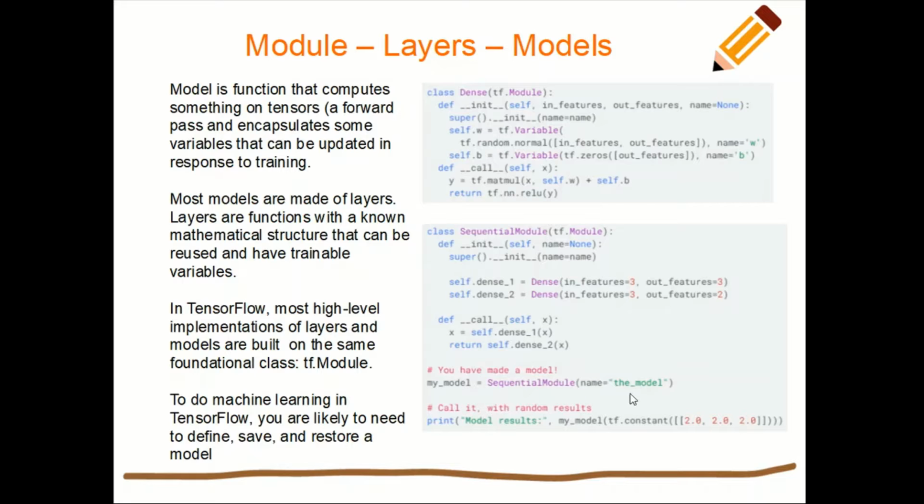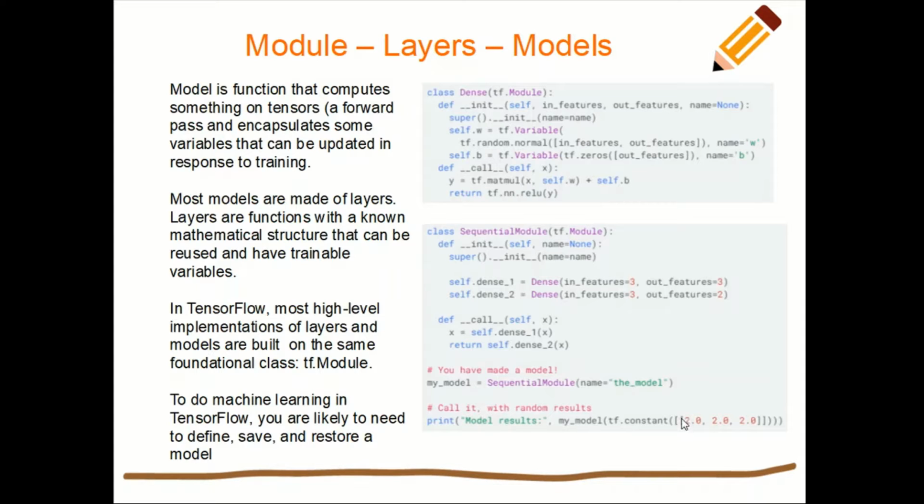Right? And we are giving it a name, the model. And then once it is instantiated, we are giving it an input, which is tf.constant([[2, 2, 2]]). So this is a tensor of the size 1 by 3.